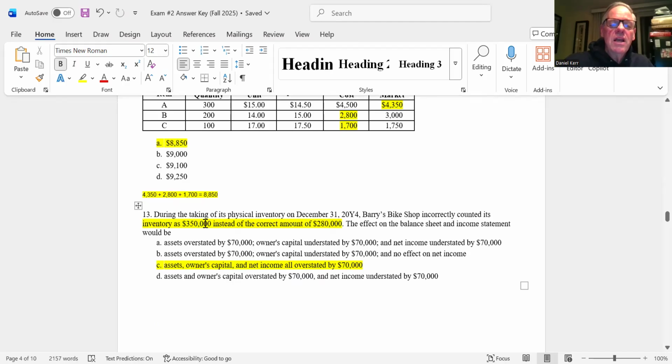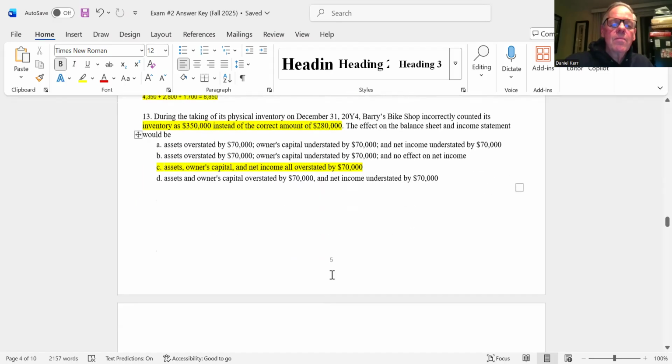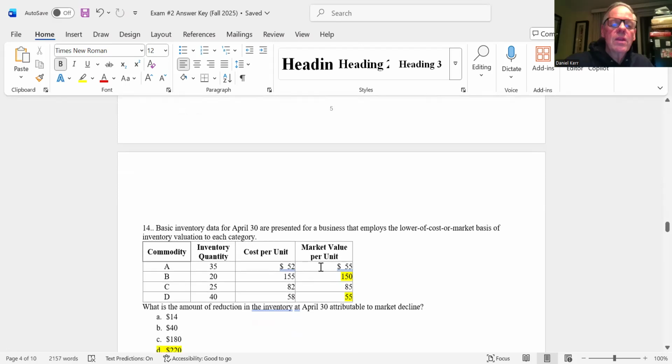So it should have been 280. They recorded it as 350. So the overstatement is 70,000. All these three items, assets, owner's equity, and net income, are all overstated by $70,000. So the answer there is C.